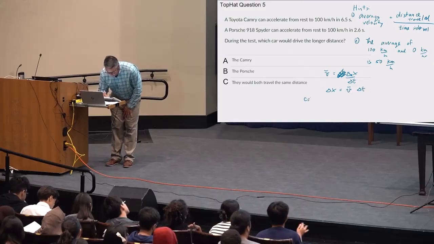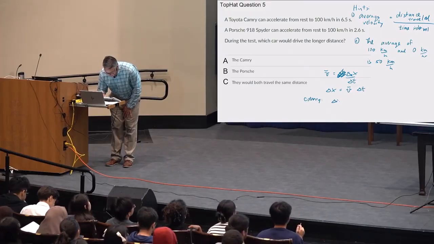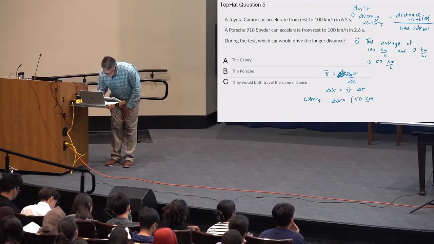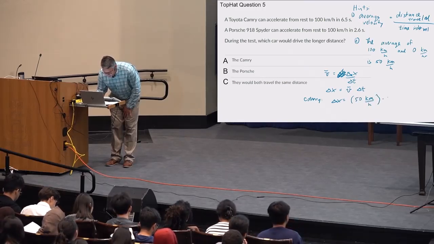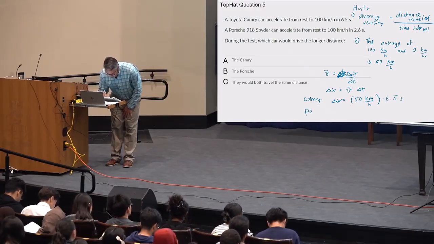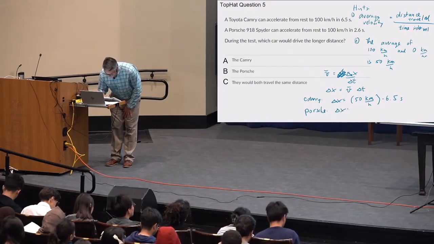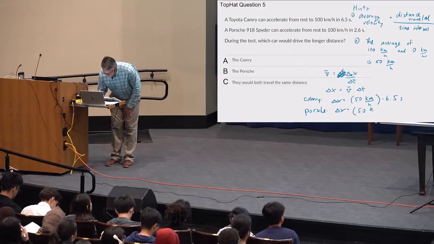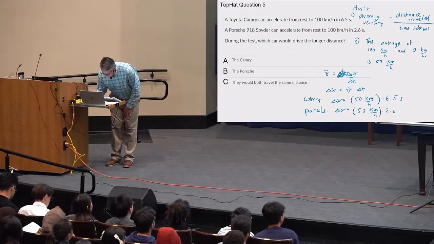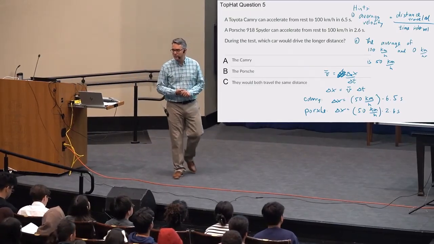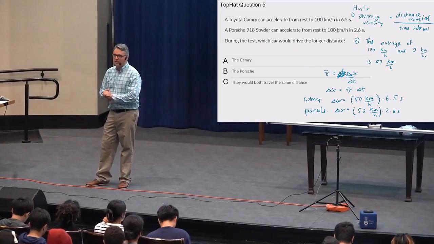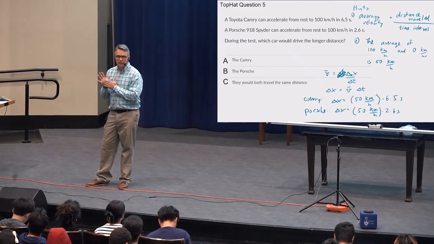So in the case of the Camry, I would say delta x is equal to 50 kilometers per hour, because that's the average speed, times 6.5 seconds. And for the Porsche, the delta x is equal to 50 kilometers per hour, because it's not really going faster, it's just accelerating more, times 2.6 seconds. And you can't just multiply those because the units are garbled up, but you can see that you're going to get a larger number for the Camry, I think.